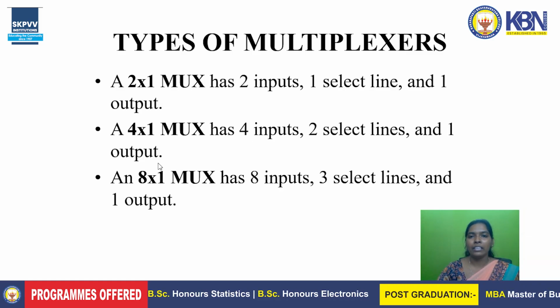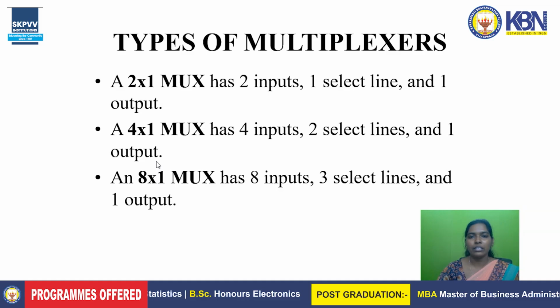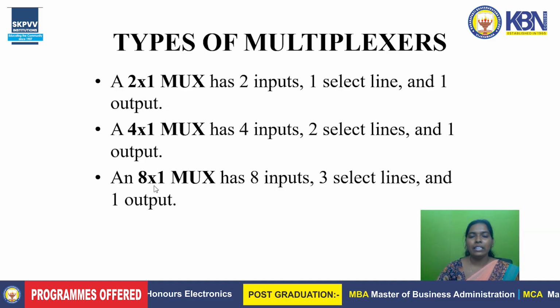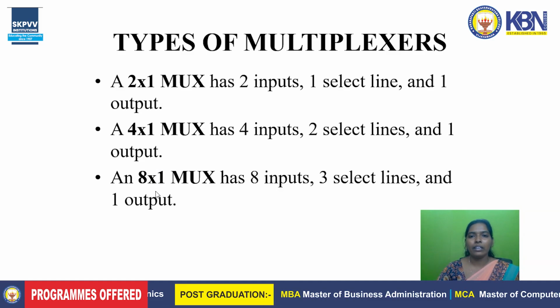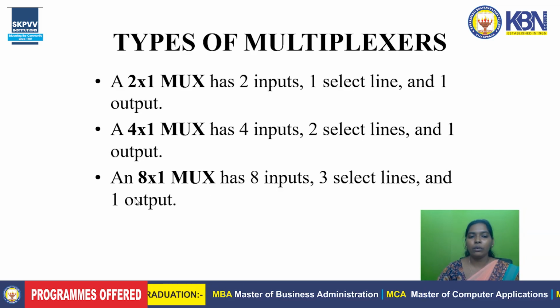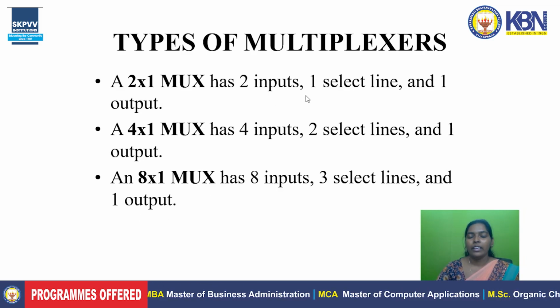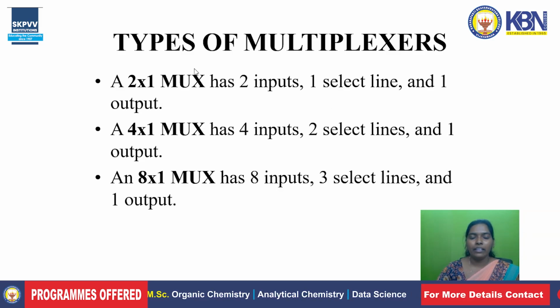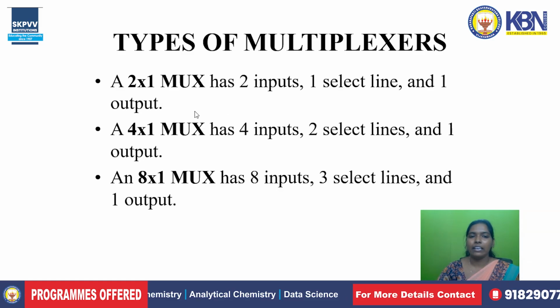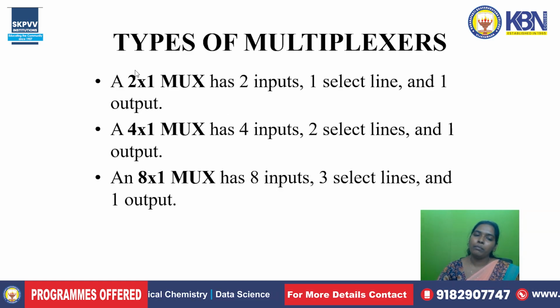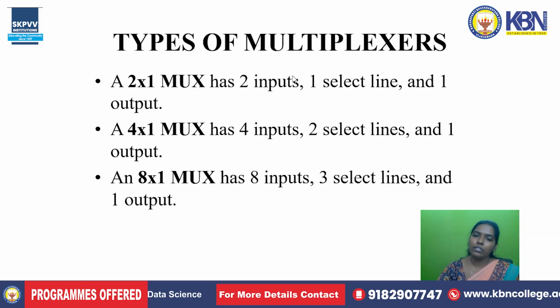The main aim in this multiplexer is to get one output. Similarly, in the 8:1 MUX, if we give 8 inputs, we get only 1 output. Here, how can we know the number of select lines? In 2 power n, n defines the select lines. 2 by 1 means 2 power 1, so we are using 1 select line.